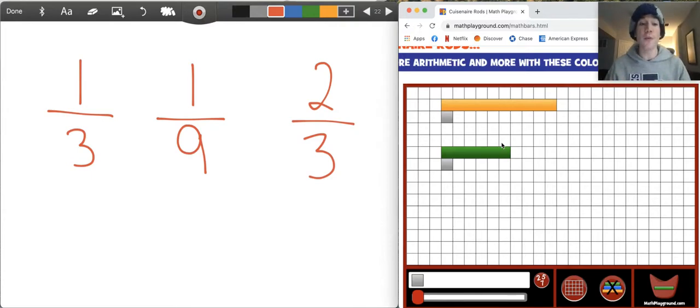Remember also that this will work for any fraction that we've talked about so far, so fourths and fifths and halves. You can use it for any of those as well.